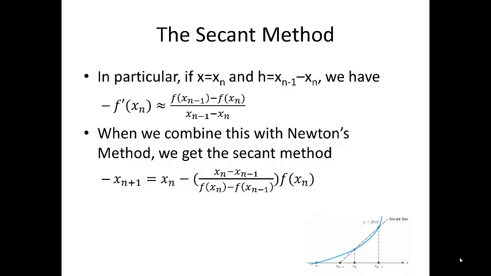So when you're programming this, we can calculate and test the quantity f(x_n) minus f(x_{n-1}). If that's 0, then we can get an overflow, so we want to test that and make sure it doesn't get too close to 0 to prevent that overflow. And if the method is succeeding, the points x_n will be approaching the zero of f. So f(x_n) will be converging to 0.